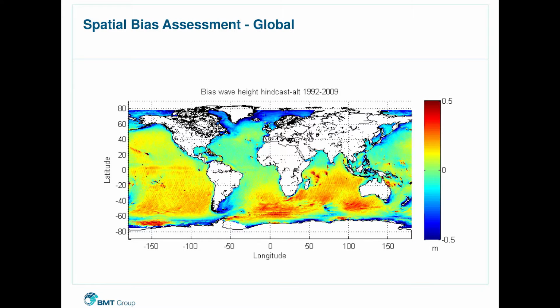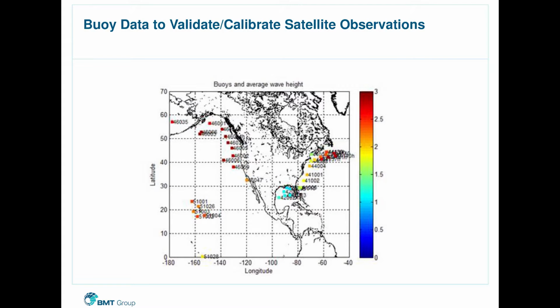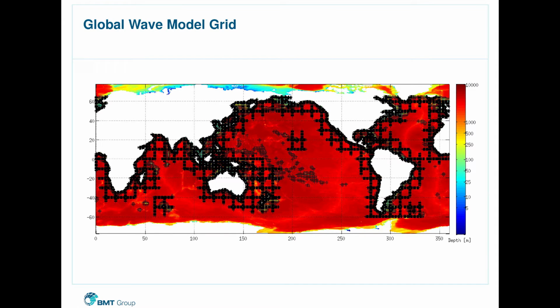I'm going to skip through these because I'm conscious of time. So we have a global model system and then a series of nested regional model systems. And we use this combination of buoy data, model and remote sensing for calibration in the work that we do.